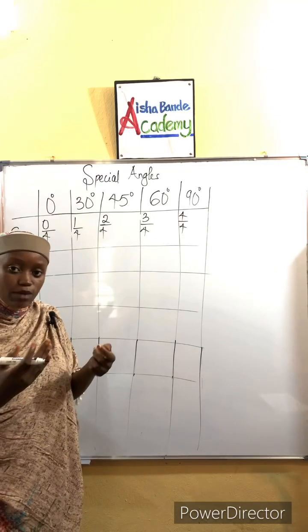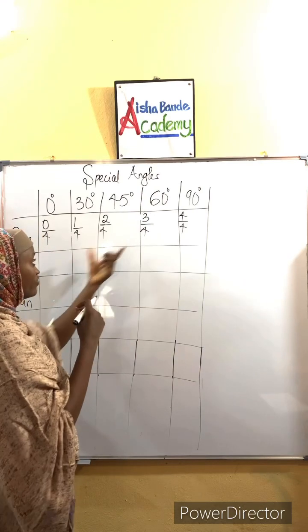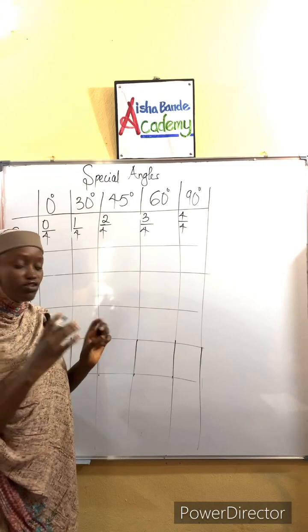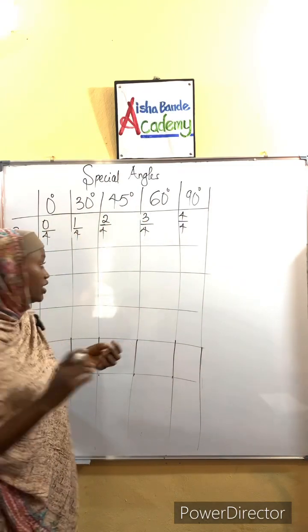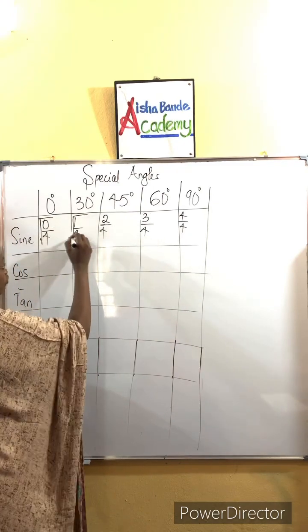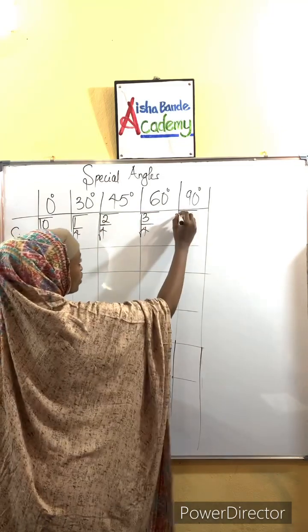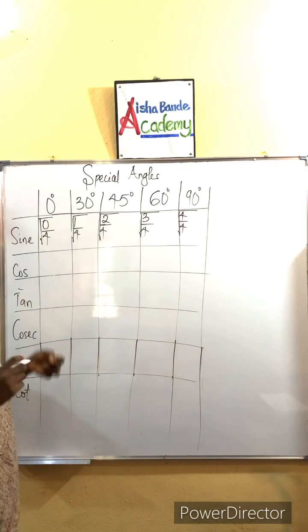Then the third step is for us to take the square root of each of these values and get the final answer. And the final answer will be the angle for each of these special angles. Okay? So now taking the square root of this now, square root of 1 over 4, square root of 2 over 4, square root of 3 over 4, and square root of 4 over 4. Okay? So let's begin with this.